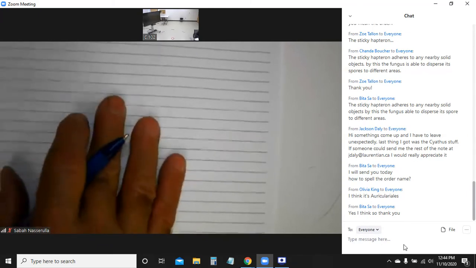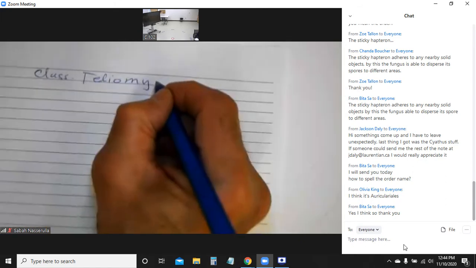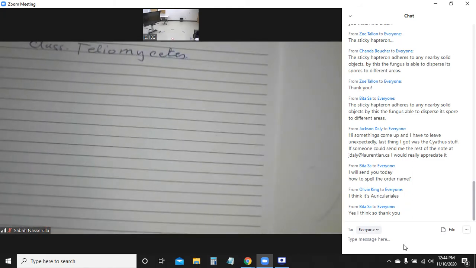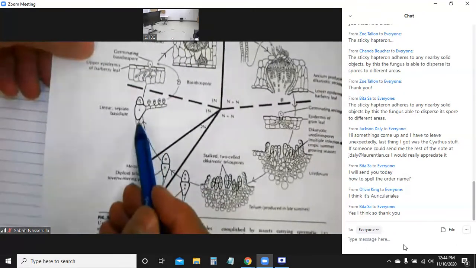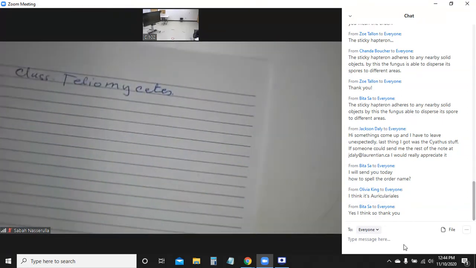Now we're going to move to this class here, because it is so large, I'm going to call it class as a matter of fact. So the class Teliomycetes, which simply, of course, the teliospore. Just to remind you, remember the teliospore, when I showed you, they develop the telia like this, two cells, and these are the spores. These are basically the teliospores, and they develop this, and this belongs to this group, Teliomycetes.